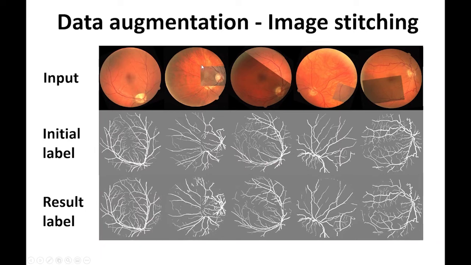And this is the input after data augmentation. This is the label after the data augmentation. They are a pair.